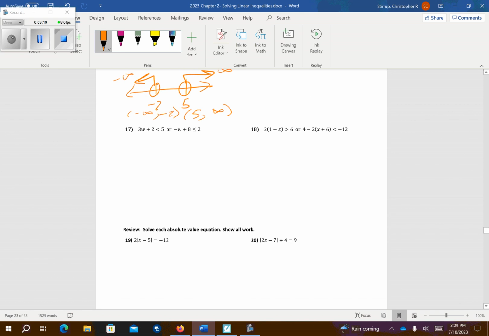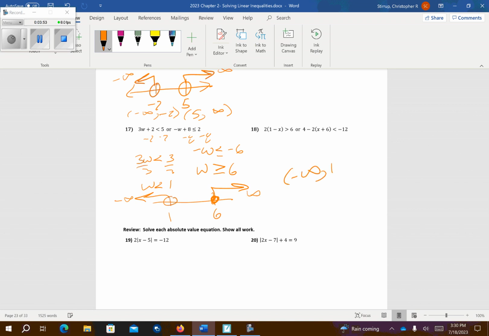Problem number 17. Let's subtract 2 from both sides. So I get 3w is less than 3. Divide each side by 3. So w is less than 1. Let's subtract 8 from both sides. So negative w is less than or equal to negative 6. Multiply everything by a negative, so the sign flips over. Let's put this on a number line. So we have a 1 here, open dot going left forever to negative infinity, solid dot on the 6 going right forever. So our interval notation answer will go from negative infinity to 1, soft bracket, hard bracket 6 to infinity.